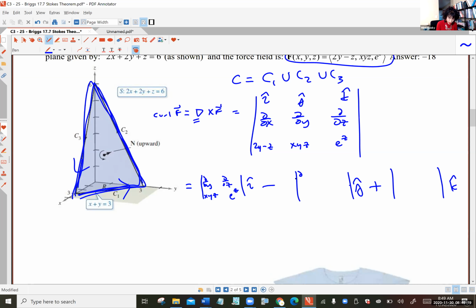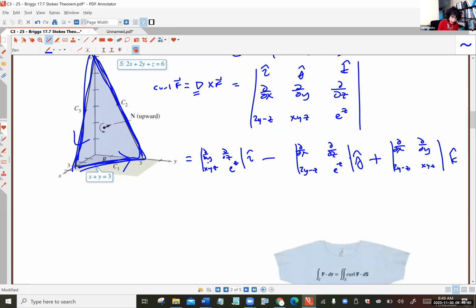The second one, block out the row and column that j hat lives in, and you get d/dx, d/dz, and then the bottom row 2y minus z, e to the z. Last 2x2 determinant, block out the row and column that k hat lives in, you get d/dx, d/dy, 2y minus z, xyz.